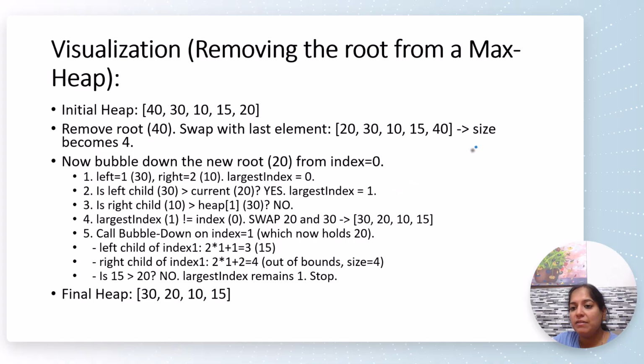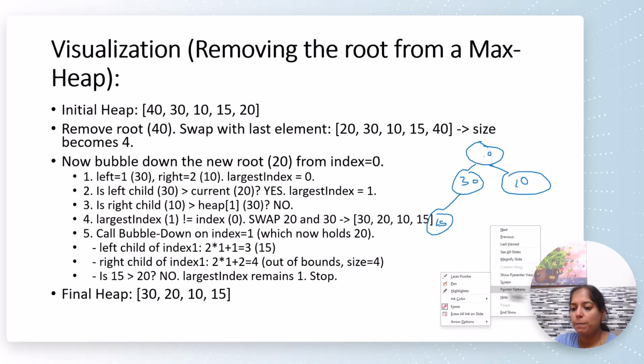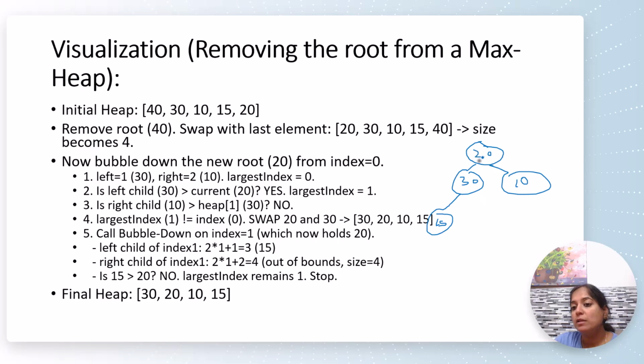Okay, let's say we are having the same heap which we just took, which is 40, 30, 10, then 15 and 20. Now, if we need to delete the root element, which is 40, that will be removed and 20 will be at its position. So here it will be 20 and this last element will be removed from here. Now, the heap property is violated since it is a max heap.